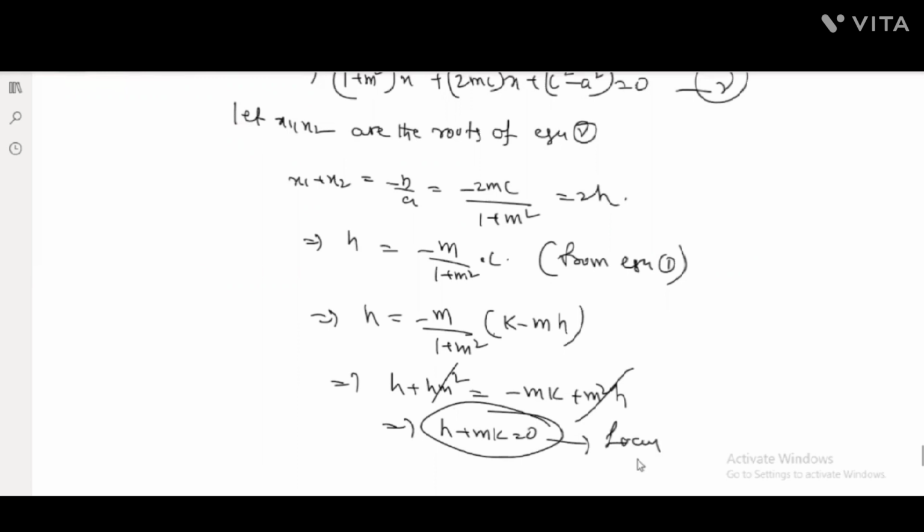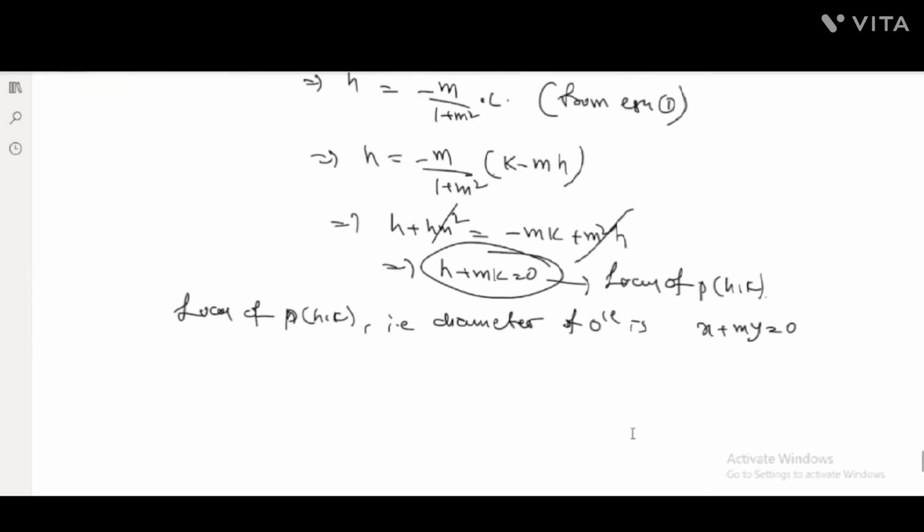So this is the locus of P(h, k). How can we write the locus of h comma k? The locus of P(h, k), that is the diameter of the circle, is x plus my is equal to 0. So this is the equation of the diameter of a circle.